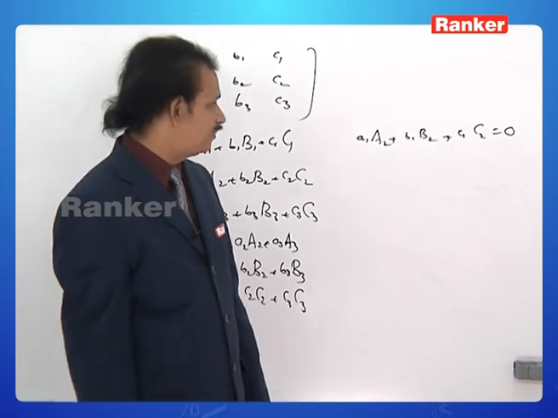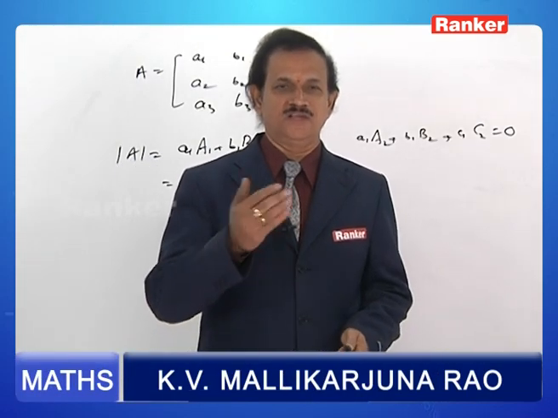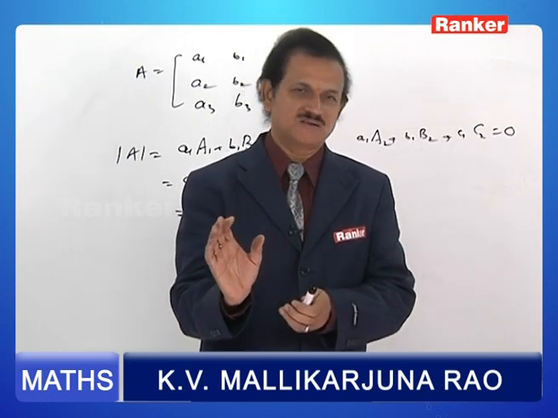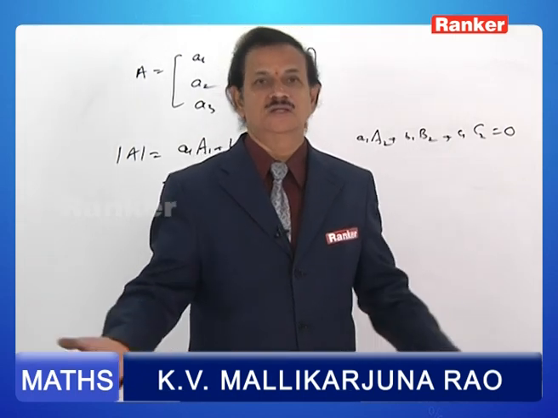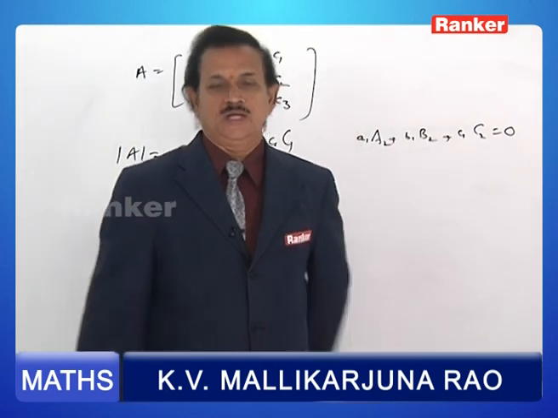So you can prepare these two sentences. The sum of the products of the elements of one row (or column) with their corresponding cofactors is always constant, called the determinant of the matrix.